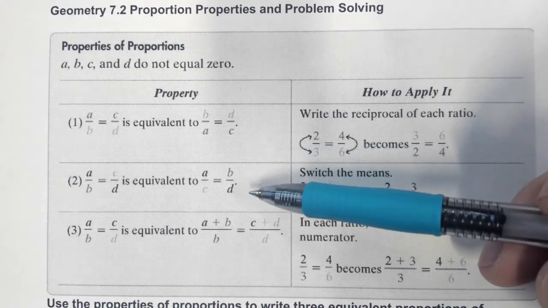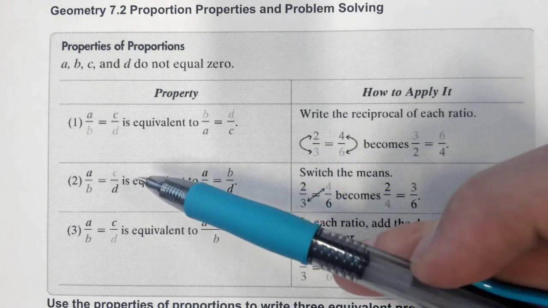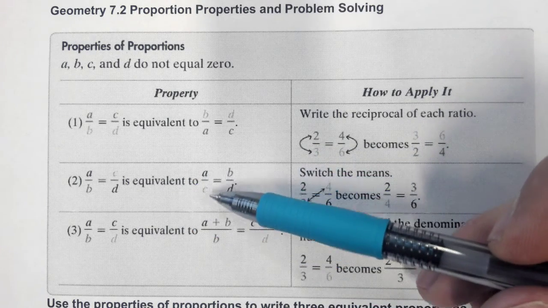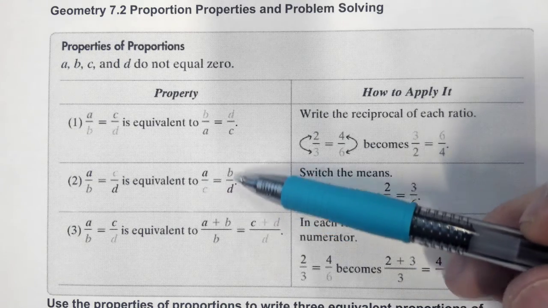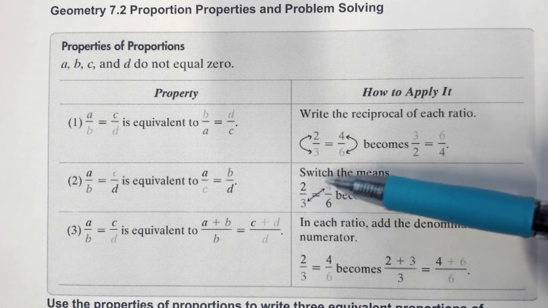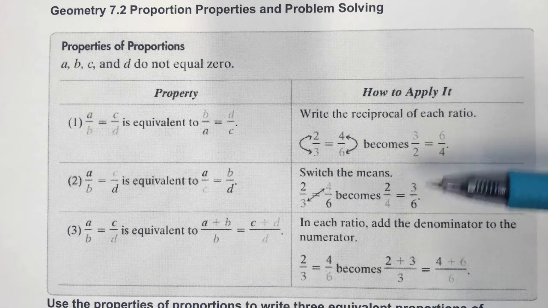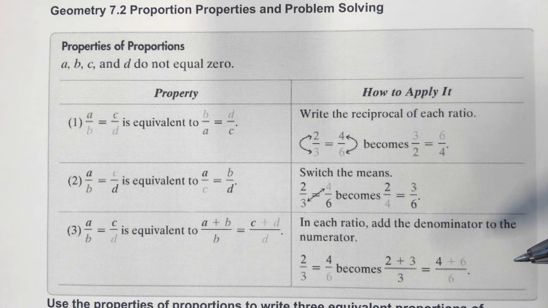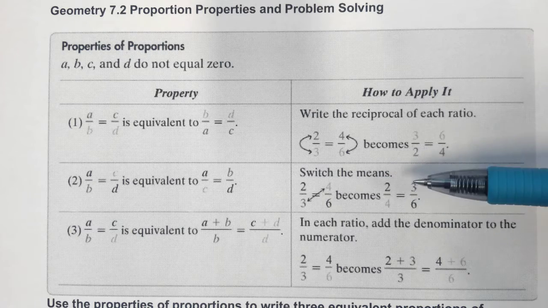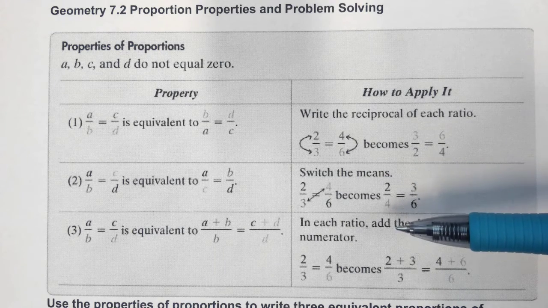The second property says that A over B is equal to C over D is equivalent to A to C is equal to B to D. So what did they do? They switched the means. They switched those two middle values. It's still going to be true. Cross multiply and check. 12 and 12, right?